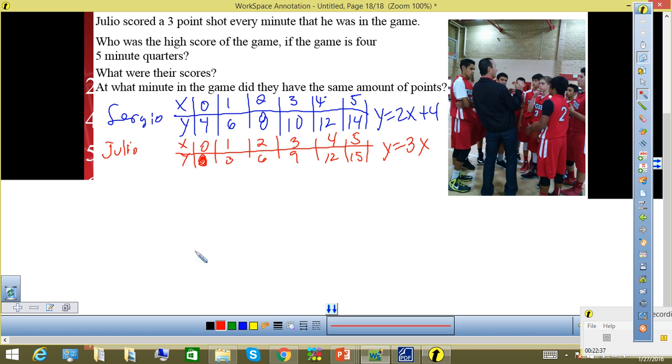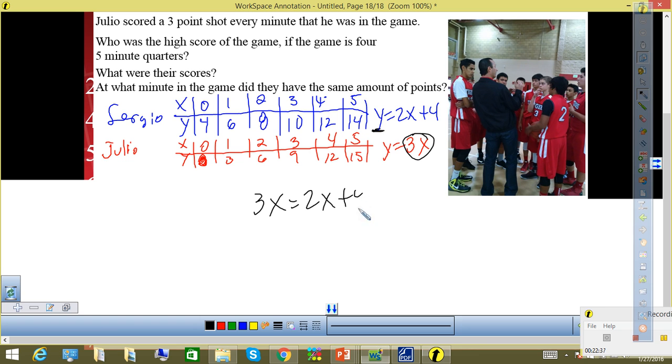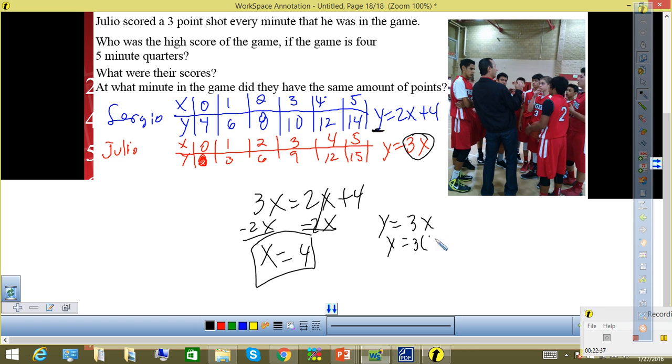Who's solving this with elimination or substitution? Okay. Julian, help me out. What do I write? Okay, for substitution, I'll tell you. You substitute y equals 3x into y equals 2x plus 4. So what do I write? So 3x equals 2x plus 4. And then subtract 2x on both sides. And then you get x equals 4. And then substitute 4 into y equals 3x. And then you should get y equals 12.